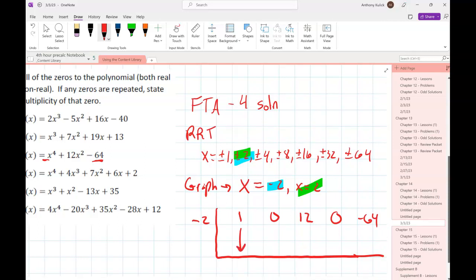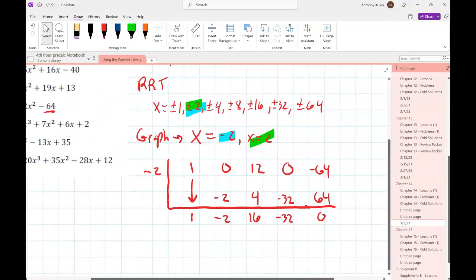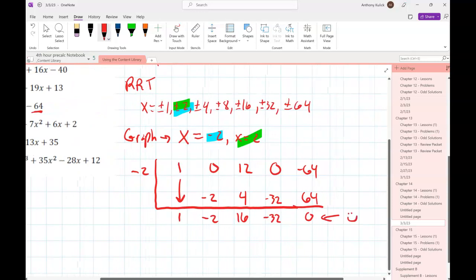So I'll just do my synthetic division. I'll bring the 1 down. -2 times 1 is -2. Add down. -2 times -2 is 4. Add down. -2 times 16 is -32. Add down. 0. That's what we're hoping to get.